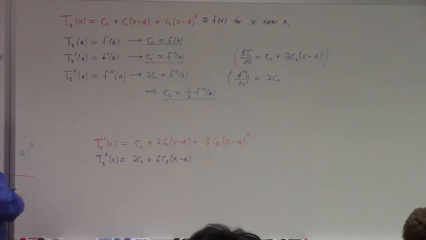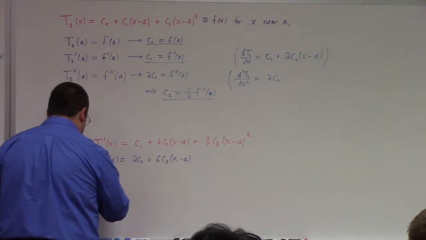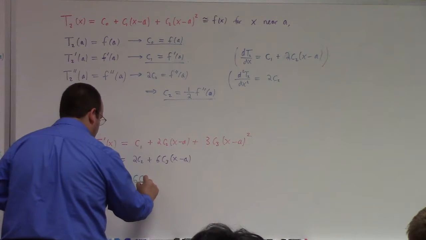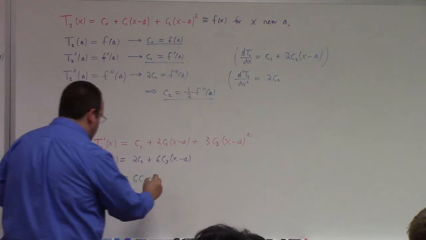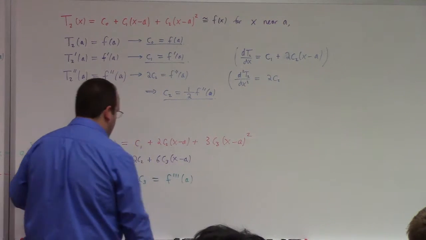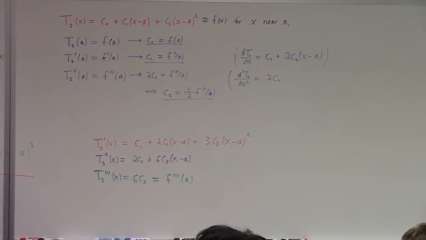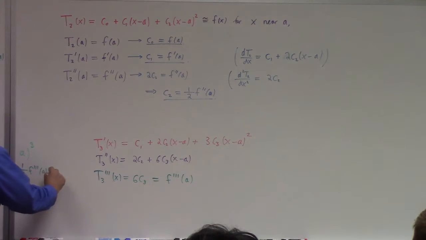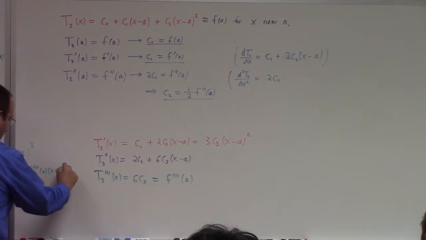What is the third derivative then? T3 prime prime prime of x is 6C3, right? And we want that to be equal to f prime prime prime of a. So my third coefficient is going to be, I'll put it over here, 1/6 f prime prime prime of a times x minus a cubed.